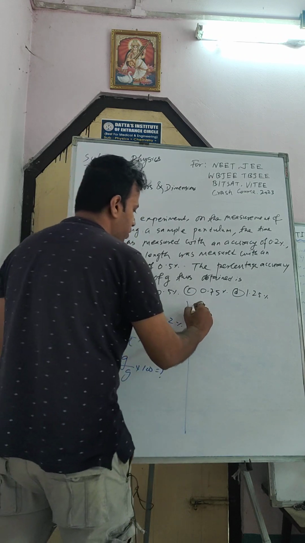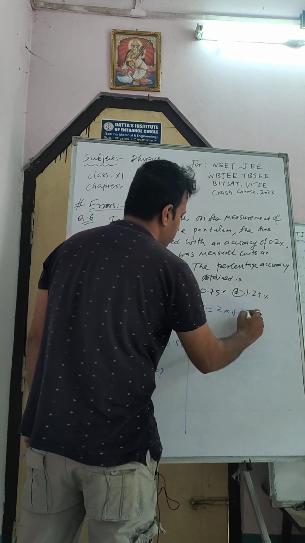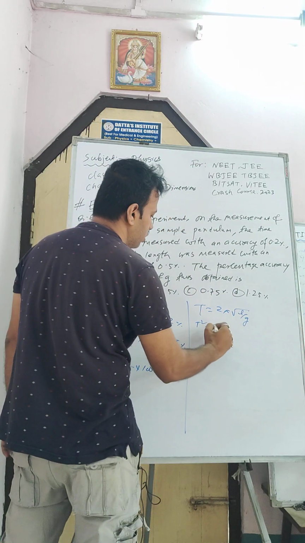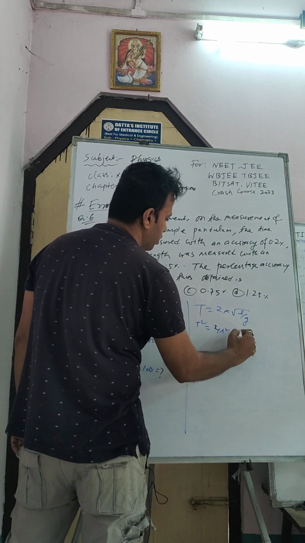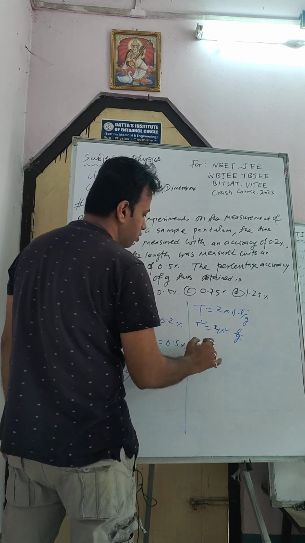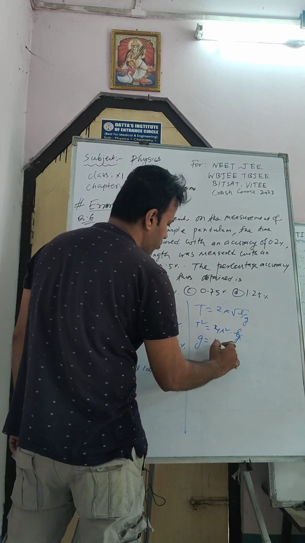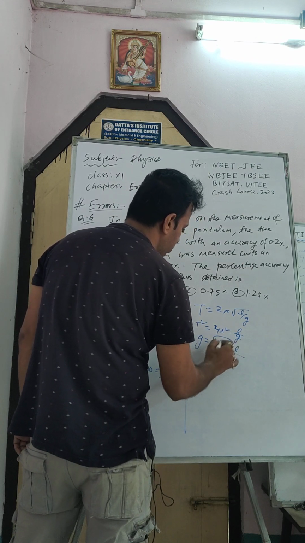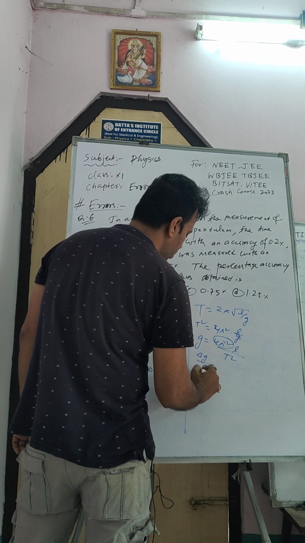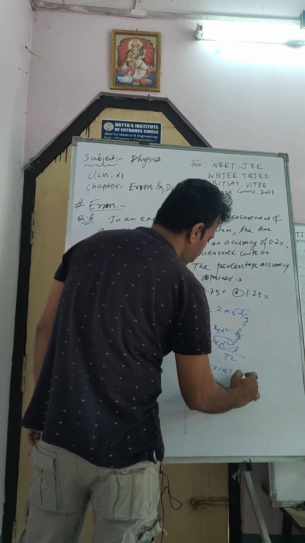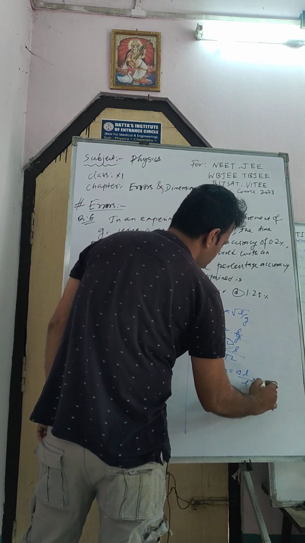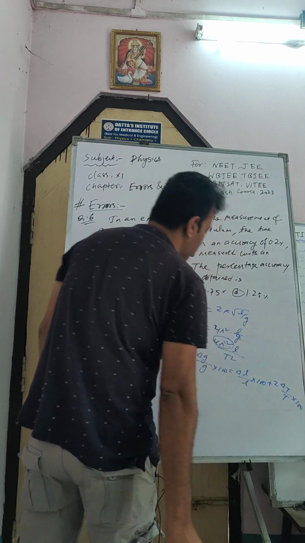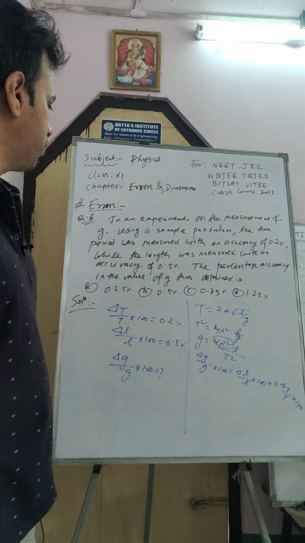So what is the formula of time period? T equals 2 pi root over L by g. We have to find out g, so we have to square both sides such that g comes without the root. So g will be 4 pi squared L by T squared. So this part will be cancelled out. So del g by g into 100 equals del L by L into 100 plus 2 into del T by T into 100. Okay. Now you can put the values of all the things.